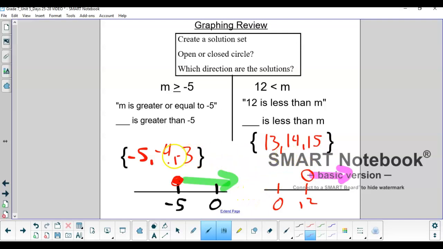So again, some people use solution sets to help them with graphs. Some people use graphs to help them with solution sets. But again, it is important that you're not only able to solve these, but you're able to read them: solution set and graph.